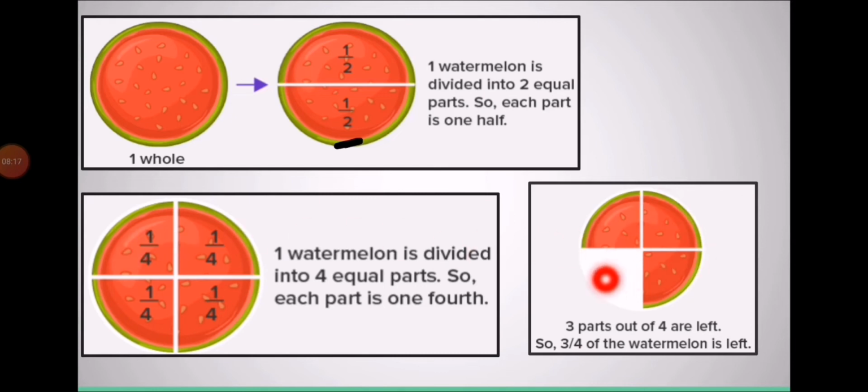Now you can see one part is gone. It's not present here. Only 3 parts of the watermelon are present and they are equally divided. The 4th equal part is not here. It is taken out. So how many parts are left? 1, 2, 3. 3 are left out of 4. It means 3 parts are present out of 4. So we write the fraction 3 by 4. 3 parts out of 4 are left. So 3 by 4 or 3/4 of the watermelon is left.